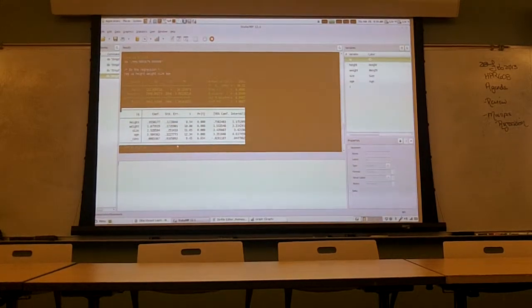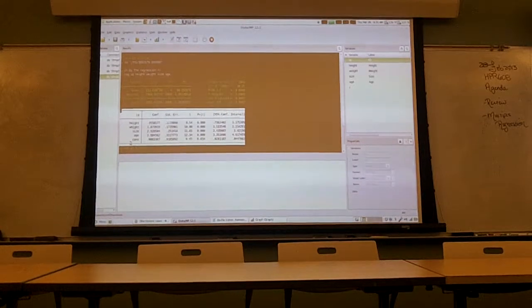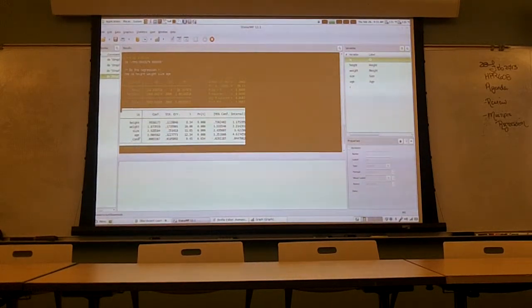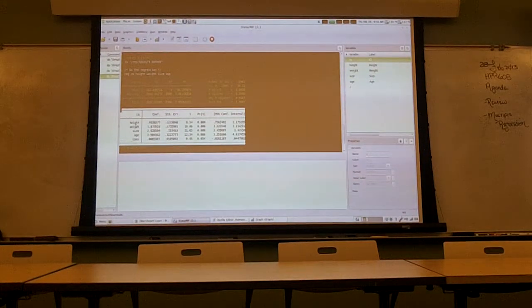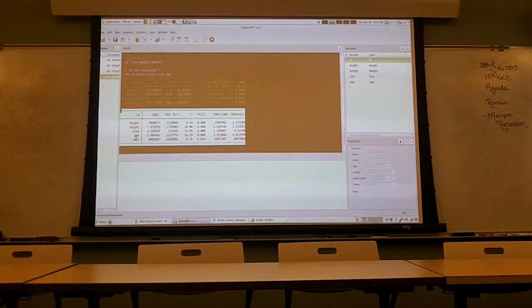Okay, good. Now, how about this constant here, this underscore cons? What is this? This is our y-intercept. It's the expected value of y when all of those values are 0. Now, would we expect anybody to have a 0 height, a 0 weight, a 0 brain size, and 0 age?